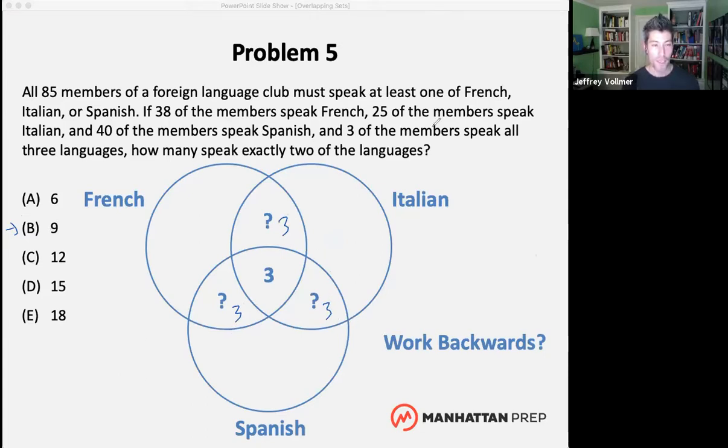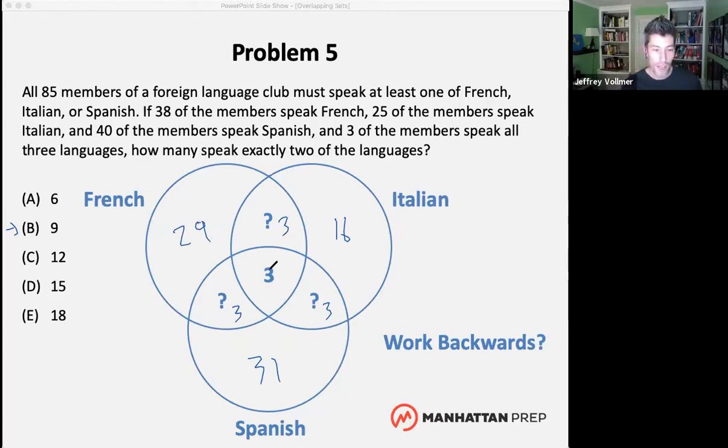How many people speak Italian? 25. There's 9 of them here. 3, 3, 3 is 9. So that means there's another 16 that only speak Italian. Okay. How many people speak Spanish? 40. There's 3, 3, 3. There's 9 here. That means 31 more speak only Spanish, because now this bottom circle adds to 40. Same thing with French. 38 people speak French. There's 9 right here. So 29 speak only French.